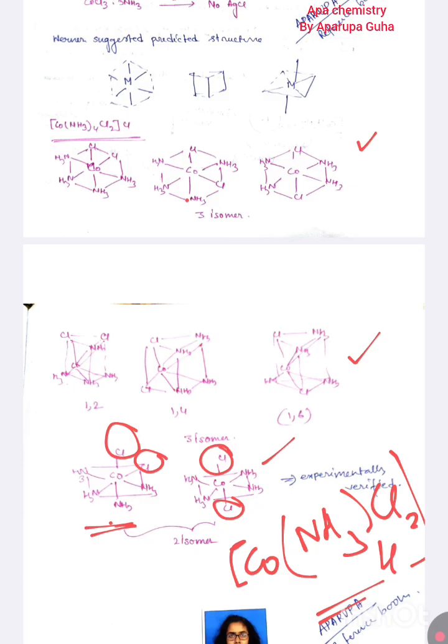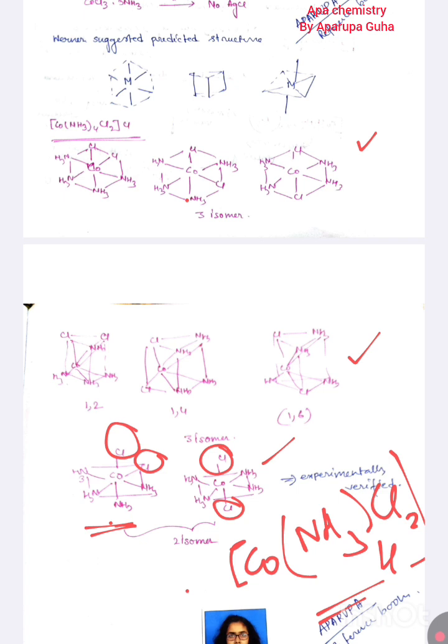Experimentally, cobalt NH3 whole 4 Cl2 gives 2 isomers only. So that means it is experimentally proven that this compound has 2 isomers, and these 2 isomers only come from the octahedral structure. Okay, because the prismatic structure as well as the hexagonal structure give 3 isomers, and that is not what comes from experimental finding. Experimental findings suggest that only 2 isomers are produced. So that means this compound exists in octahedral structure.